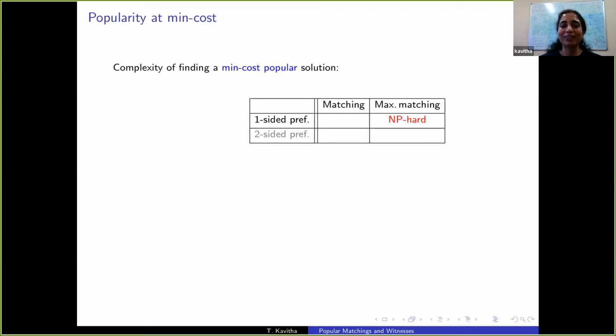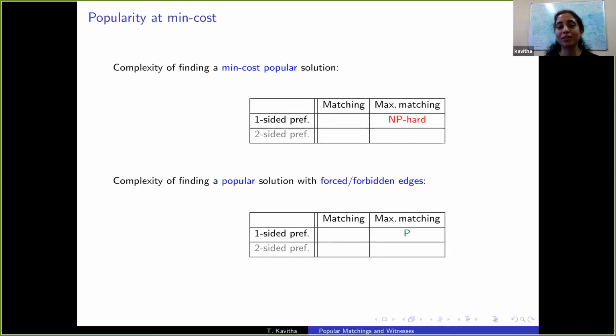So let's look at this table. In fact, my theme in today's talk is basically filling the entries in this table: the complexity of finding a min cost popular solution. Let's focus on one-sided preferences. The top right cell is basically saying what I said in the previous slide, the complexity of finding a min cost popular maximum matching. That's a min cost popular assignment. That's an NP-hard problem. However, for the complexity of finding a popular assignment with forced and forbidden edges, everything with one-sided preferences, we know the complexity. The clean combinatorial characterization of popular matchings in one-sided preferences tells us that in fact, both the top left cells are polynomial time. So P is polynomial time.